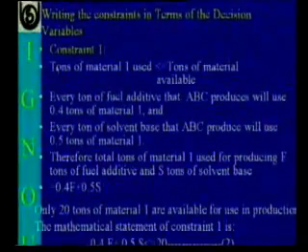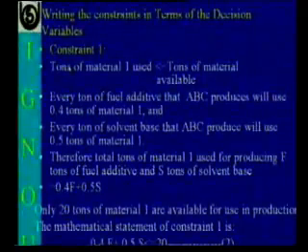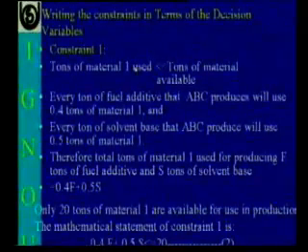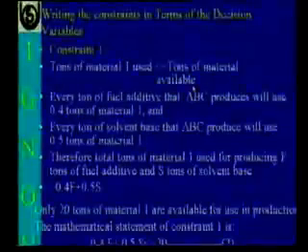Now this is the constraint 1. Constraint 1 says that the total number of tons used should be less than or equal to tons of material available.